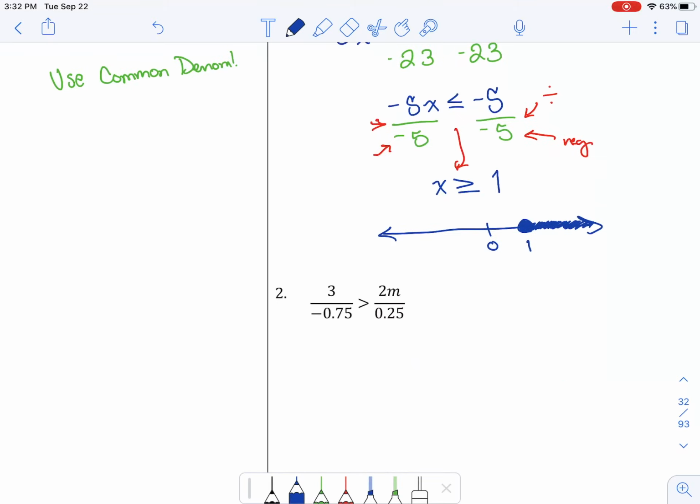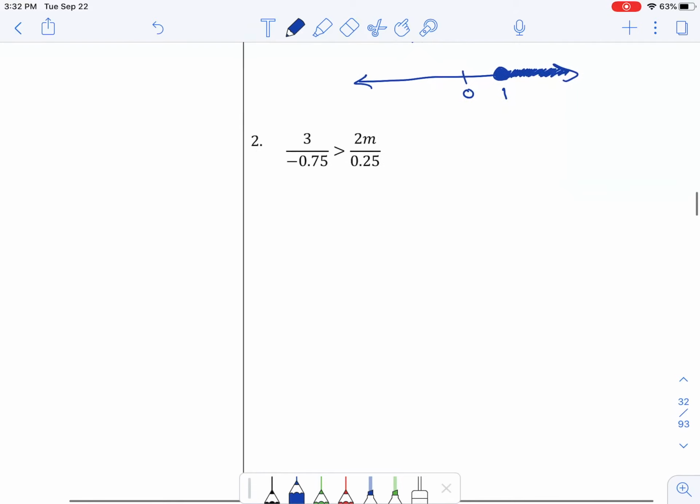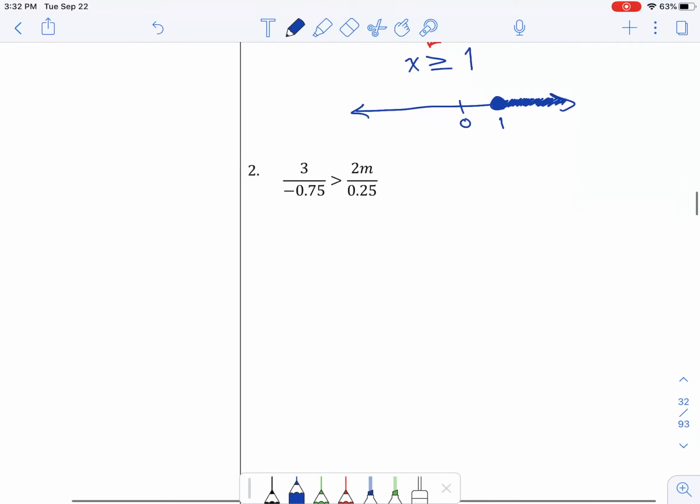Now here we have an interesting thing where we have fractions with decimals in them. Here we have 3 divided by negative 0.75 is greater than 2m over 0.25. Now there's lots of different ways to do this, but I'm going to continue to use the common denominator because I know that this 0.75 is 3 times 0.25. It helps when I think about quarters and money. And it's got a negative. So I know that if I multiply 0.25 by negative 3, I'll have a common denominator to cancel out.